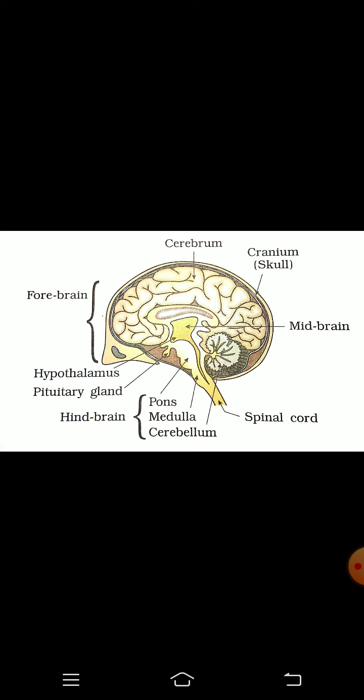What is the function of the cerebellum? It controls posture and balance of the body, and it also controls voluntary actions. For example, walking in a straight line, riding a bicycle, picking up a pencil. All of this is possible due to the cerebellum in the hindbrain. The cerebellum is responsible for such kinds of activities. What kind of activities? Voluntary actions.